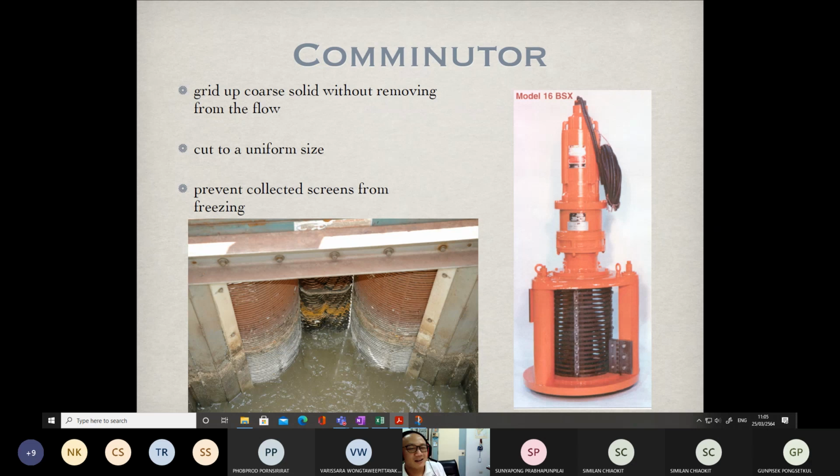Many parts need to be repaired. Sometimes we need to buy a new one. Okay, so this is a kind of mechanical equipment. We use it to cut big objects into smaller sizes, but not to separate any objects from water.